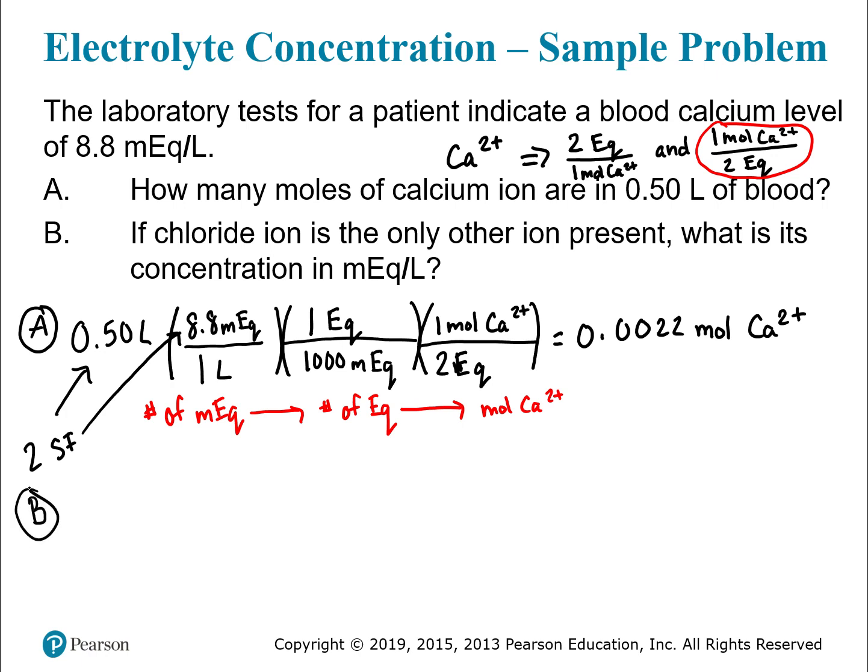Part B is more of a conceptual question. So if chloride is the only ion that's present, other than the calcium, what is its concentration in milliequivalents per liter? Well, if it's the only one, it has to balance out all of the calcium ions. So it also has to have a concentration of 8.8 milliequivalents per liter. We'll do some more of these in class.